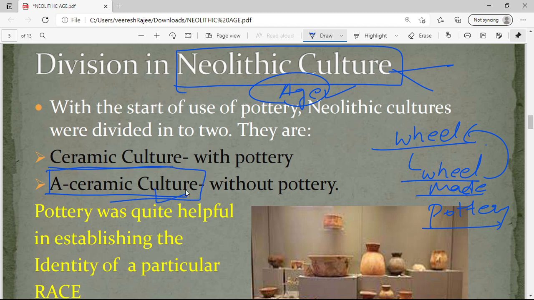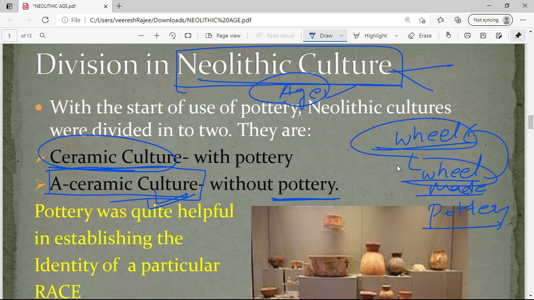Okay, the cultures which did not have any knowledge about pottery were known as aceramic cultures, and the cultures which had knowledge about pottery were known as ceramic cultures. Okay, now is it clear? Neolithic culture based on the knowledge of pottery is divided into two different cultures, ceramic culture and aceramic culture.